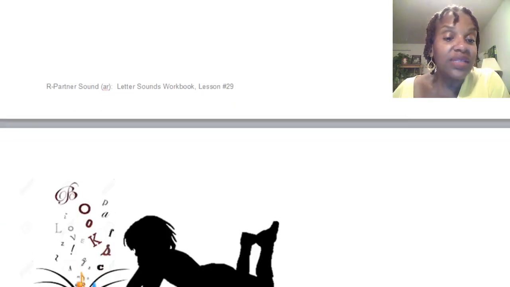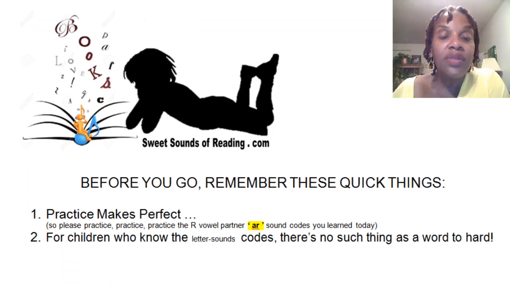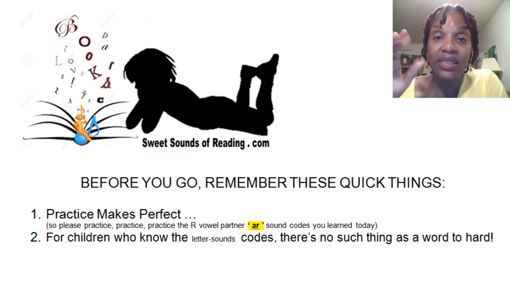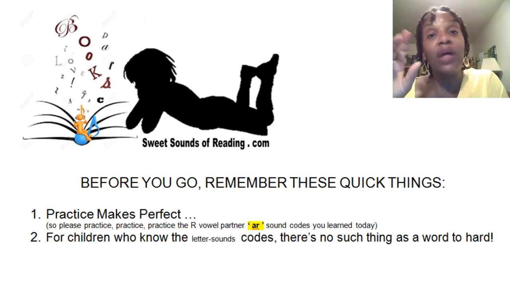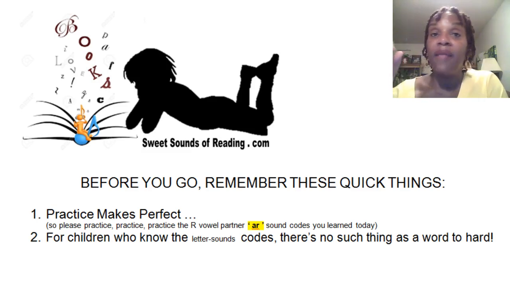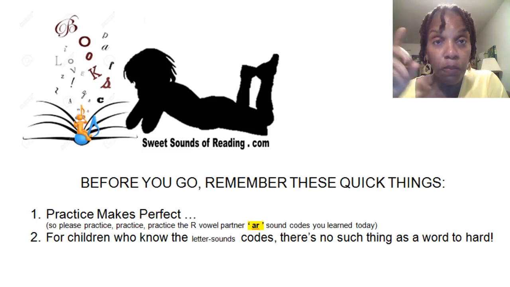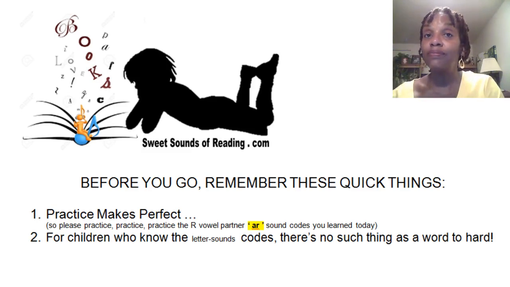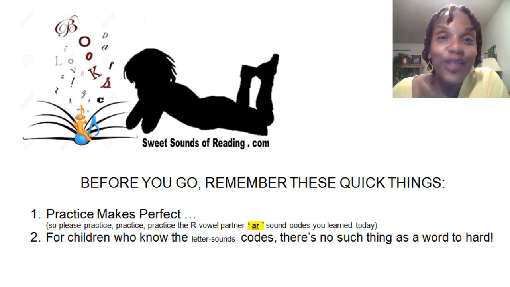As we draw this class to a close, there's a couple of things I want to go over. Number one, remember that practice makes perfect. What that means is that you need to practice the R vowel partner R sounds that we learned today. The reason being, for children who know the letter sound codes, and that would be you, there's no such thing as a word too hard to read.